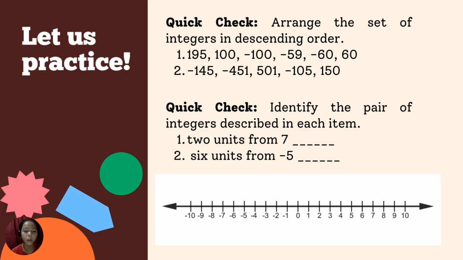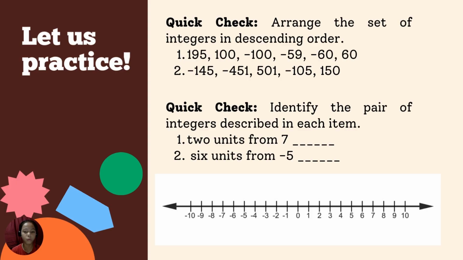Identify the pair of integers described in each item. In getting the pair, we have to subtract first and then add. Number 1. 2 units from 7. 7 minus 2 equals 5. 7 plus 2 equals 9. So the answer is positive 5 and positive 9.